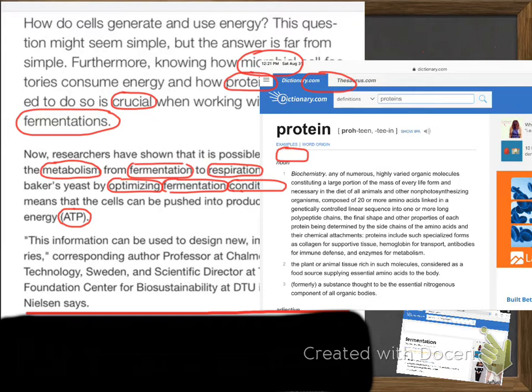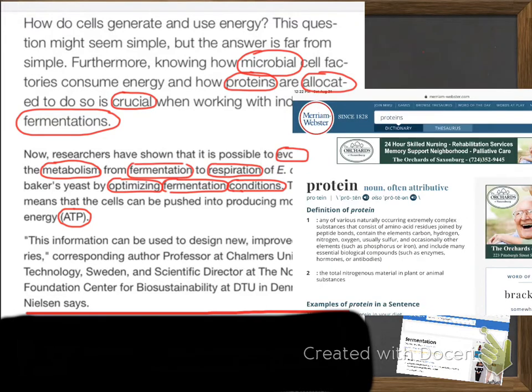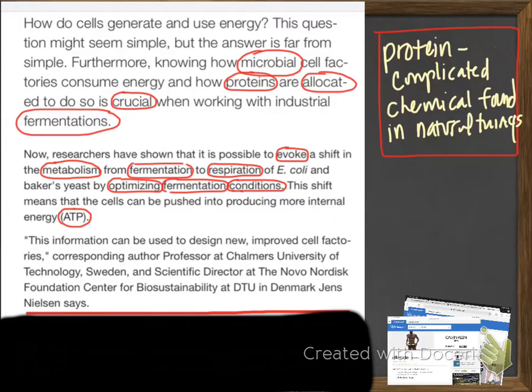Let's look at the other dictionary's definition real quick. Okay, Merriam-Webster's actually looks a little simpler. Any of the various naturally occurring, extremely complex, well, I know complex means complicated, substances, that's just stuff, that consist of amino acid residues joined by peptide bonds, contain the elements, blah, blah, blah. Well, what do I really get out of that? Okay, so protein is a naturally occurring thing, and it's complicated. Okay, let me try this. Okay, protein, a complicated chemical found in natural things.